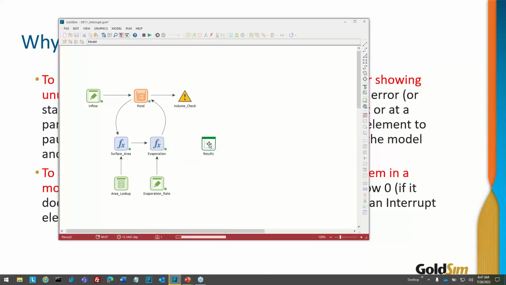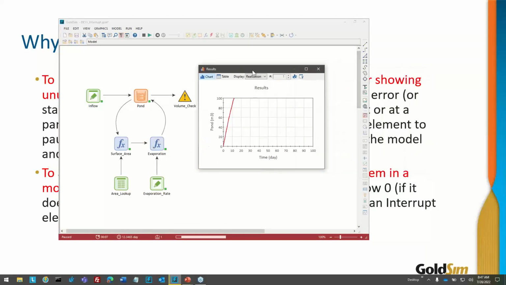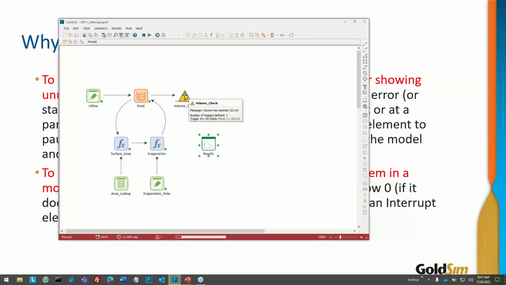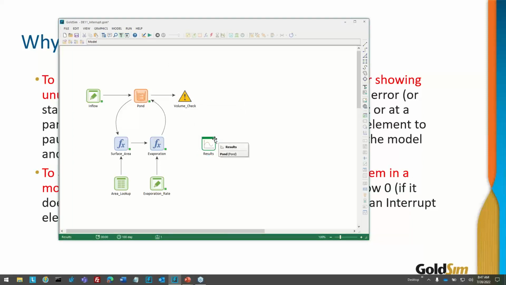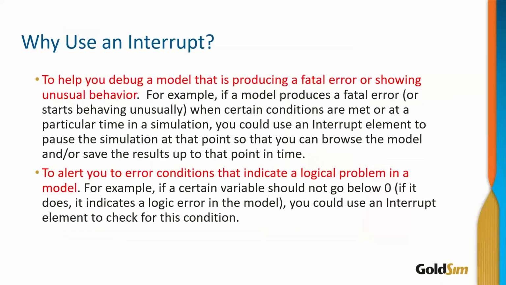What's going on here? I can plot the result so far, and then I can go on and say, all right, continue on. So why would we want to do something like this? Why would we want to interrupt a simulation? There's a number of reasons why we'd want to do it, but the most common are these two.